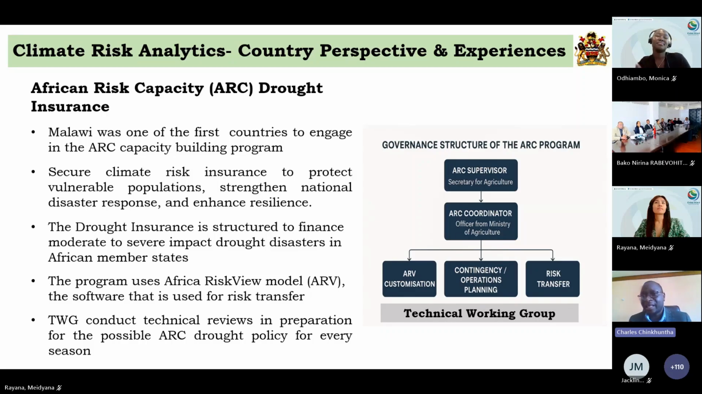Yeah, so what is our experience with the climate risk analytics? Our typical case is the ARC, the African Risk Capacity, and drought insurance. I think much of it has already been talked about, but I'll just talk more on the setup that we have. We have a multidisciplinary technical working group, which comprises government staff, civil society organizations, development partners, and of course the academics. These form part of the technical working group that works on validating the parameter index that is developed in order to trigger the payouts that we have.